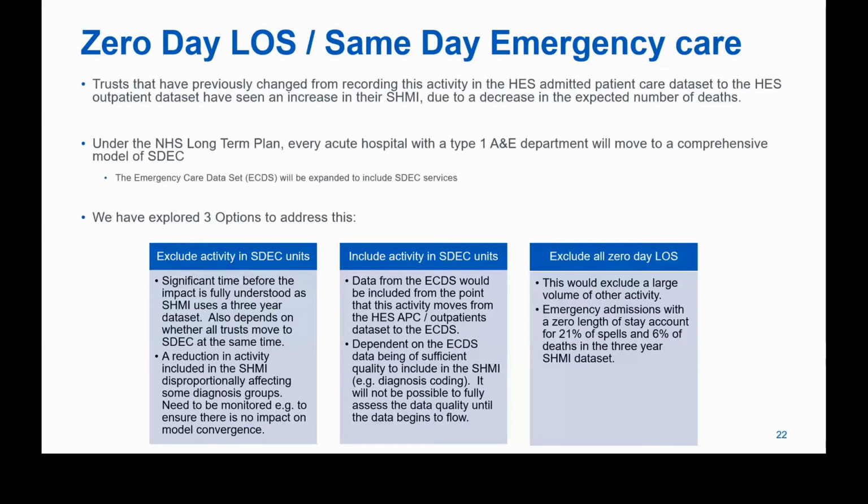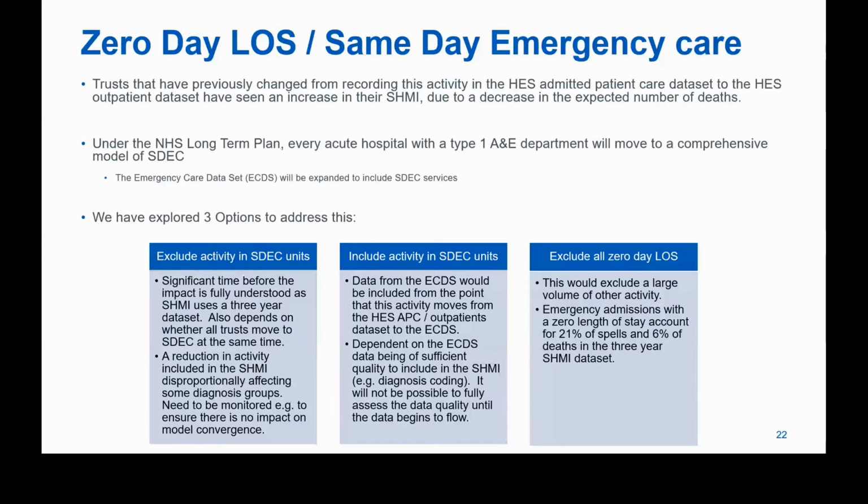So we did an analysis of the trusts that have previously changed from recording this type of activity within the APC data set to the outpatient data set. And what happens is we see an increase in their SHMI value. The reason for this is that there'll be lots of these individuals that are admitted to hospital and included in the SHMI, and they all contribute small probabilities of death.